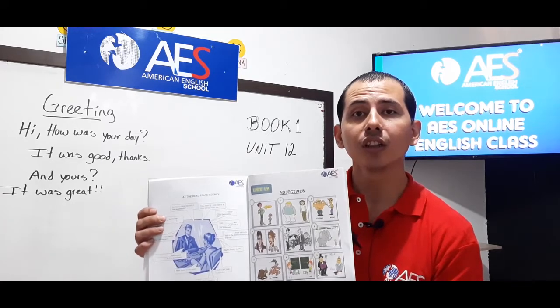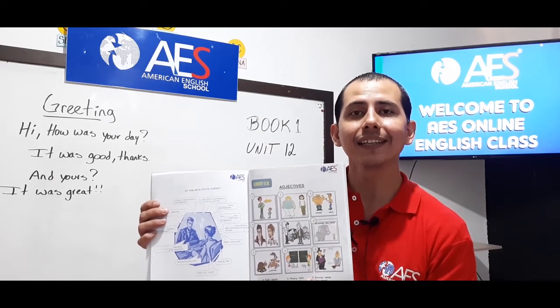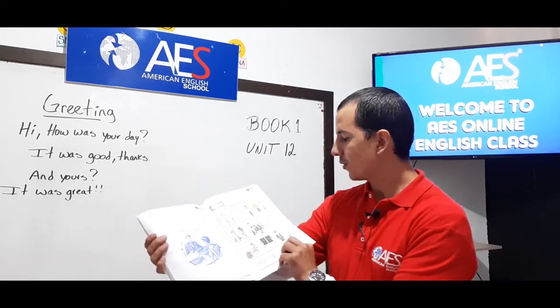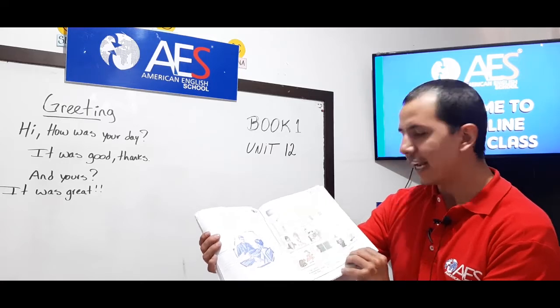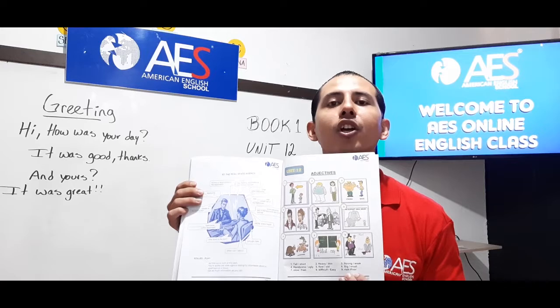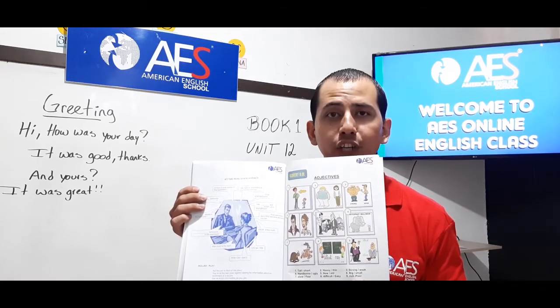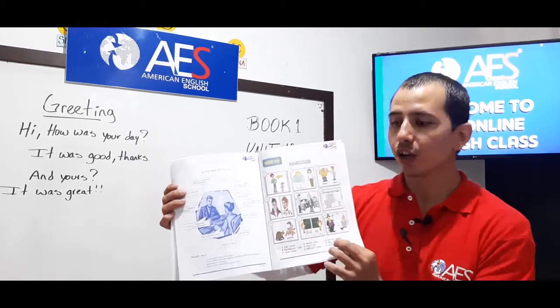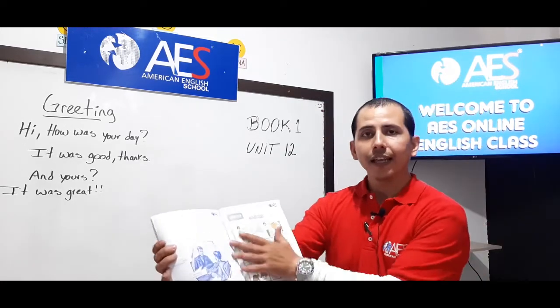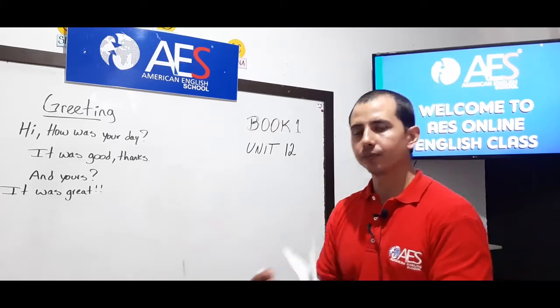Difficult. Easy. Excellent, students. Let's continue to picture 9. What do you see in picture 9 in your book? Rich, poor. Okay. That is the vocabulary that we're going to be using in today's class.